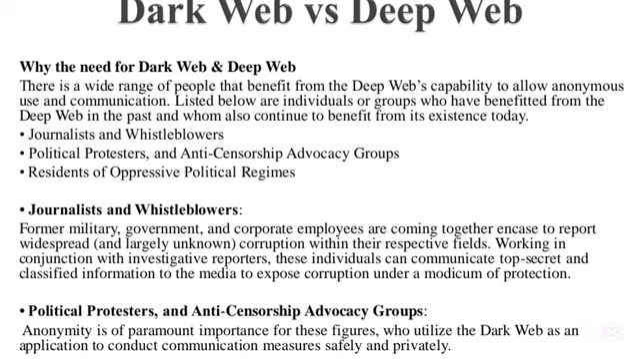Now, let's move to the second one, which is political, protest, and anti-censorship advocacy groups. Anonymity is of paramount importance for these figures, who use the dark web to conduct communication safely and privately. Say they are discussing one major important piece of information or secret that is going on in the world. On the normal social media, on the normal surface web, anyone can intercept it, even the platform owners. So it is very important to discuss some things on the dark web, because these things will be untraceable and more encrypted than on the normal surface web.